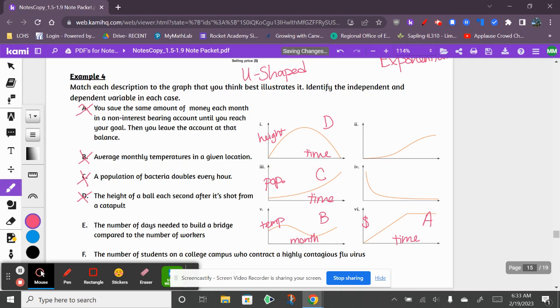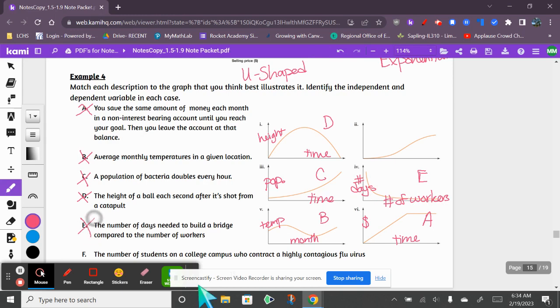E is the number of days needed to build a bridge compared to the number of workers. So if we think about the number of workers that we have, that's going to be what determines the amount of time it will take. So that would be our independent. If we have a few workers, it's probably going to take a long time. But if we have a lot of workers, it's probably going to decrease the amount of time that it takes to build a bridge. So that would give us this one right here for E. So we're going to have the number of workers, and then we're going to have the number of days that it takes to build it.